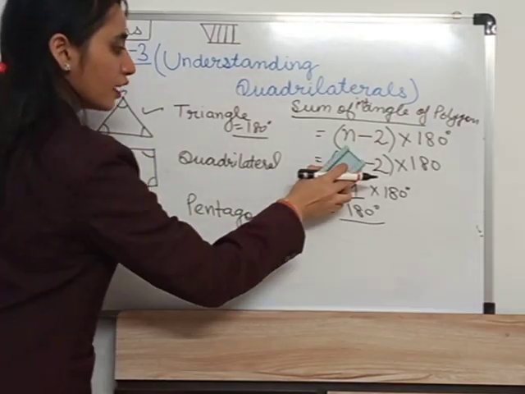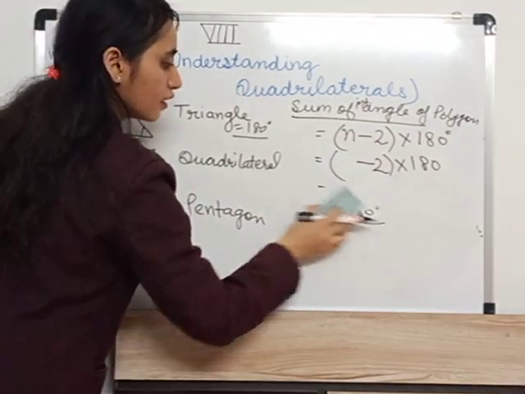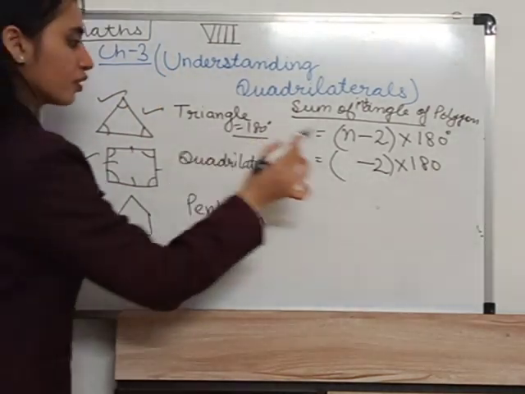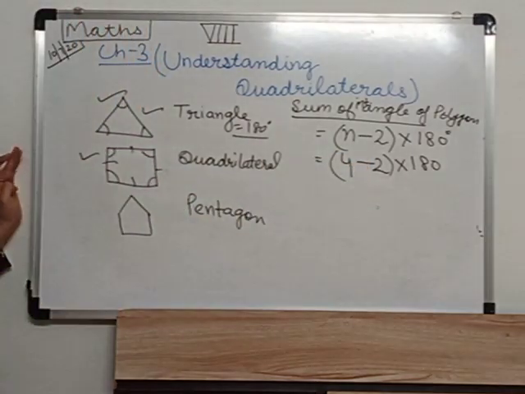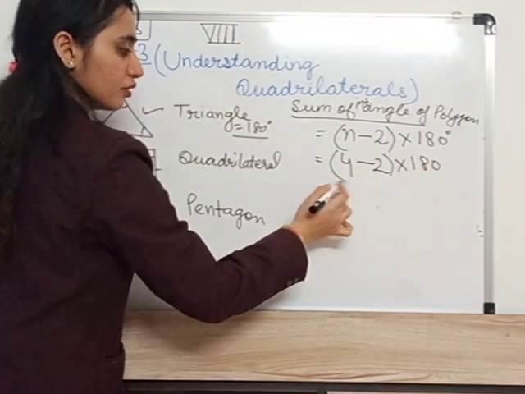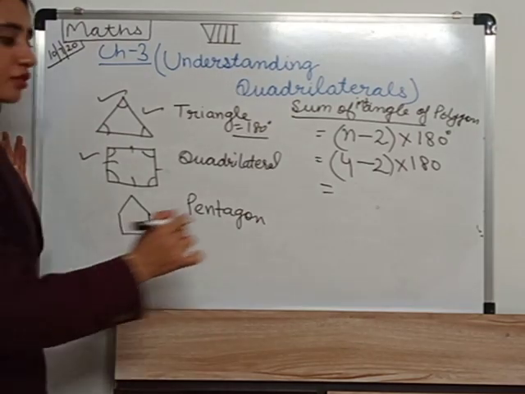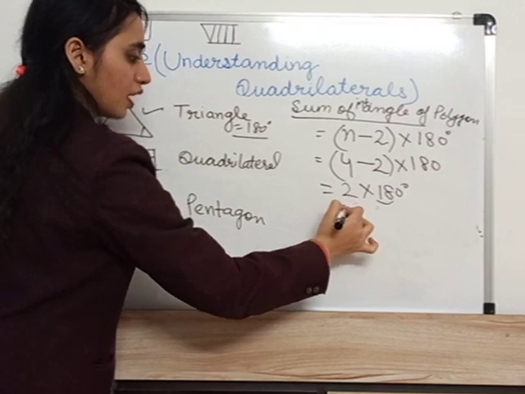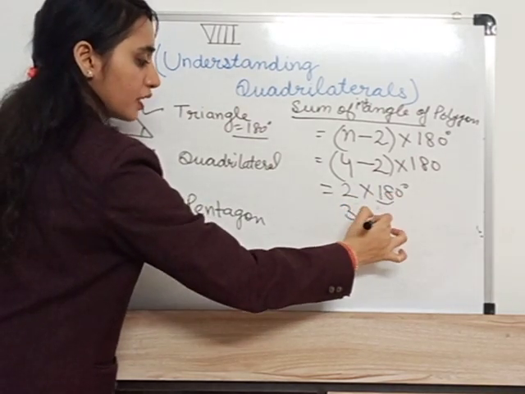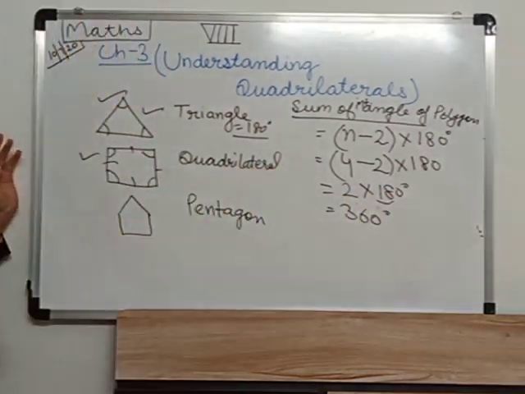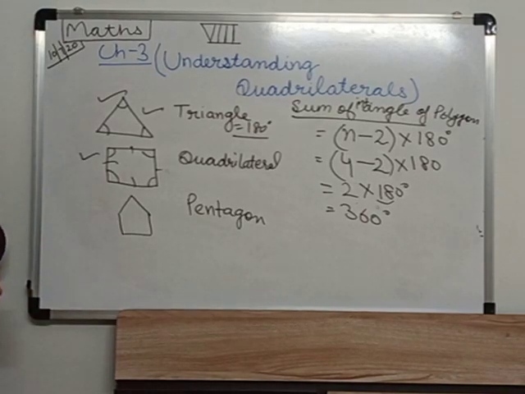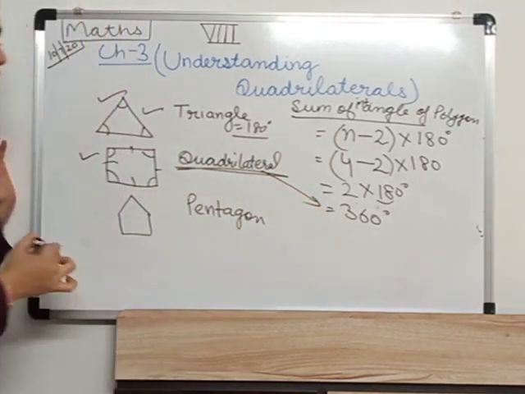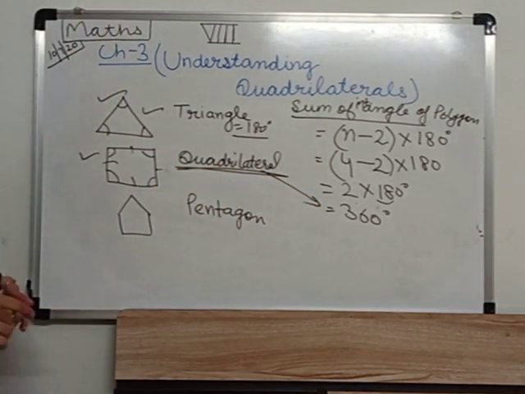How can we find it? In a quadrilateral, what is the number of sides? 1, 2, 3, 4. 4. Put the value of n, 4. 4 minus 2 into 180. 4 minus 2 is 2, multiply 180. 2 eights are 16, 2 ones are 2, which makes 36, and 0 multiplied by 2 is 0 as it is. Like this way you can multiply. Okay. So we know the sum of angles of a quadrilateral is 360 degrees. Like this way we can find.